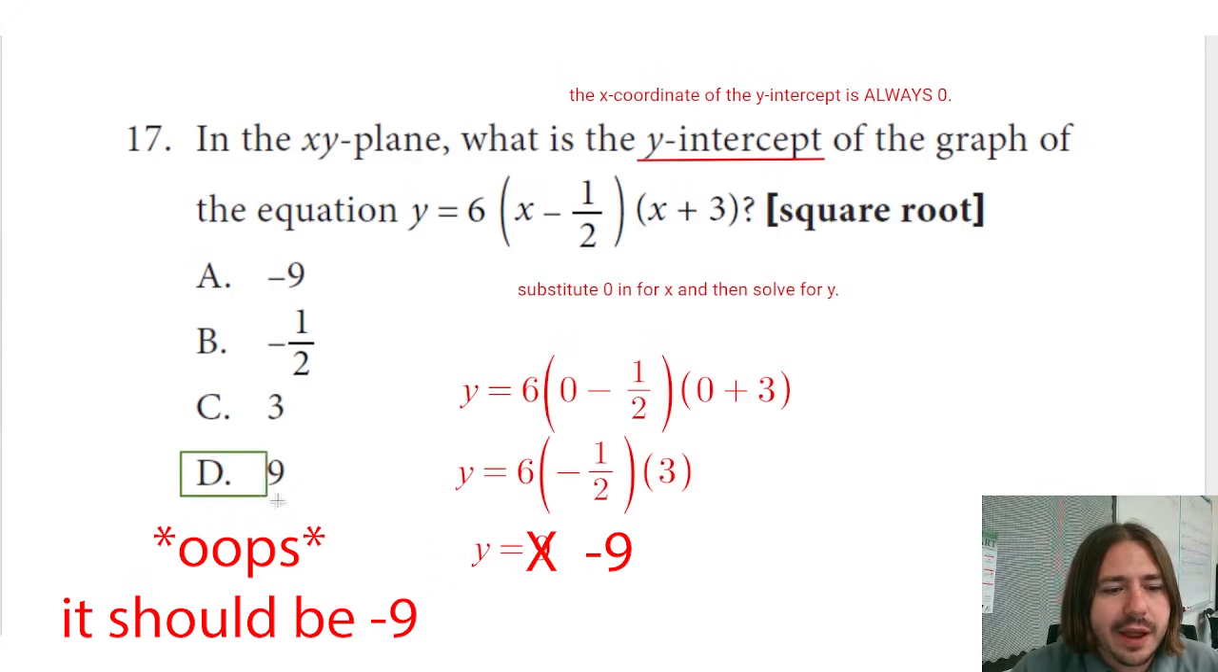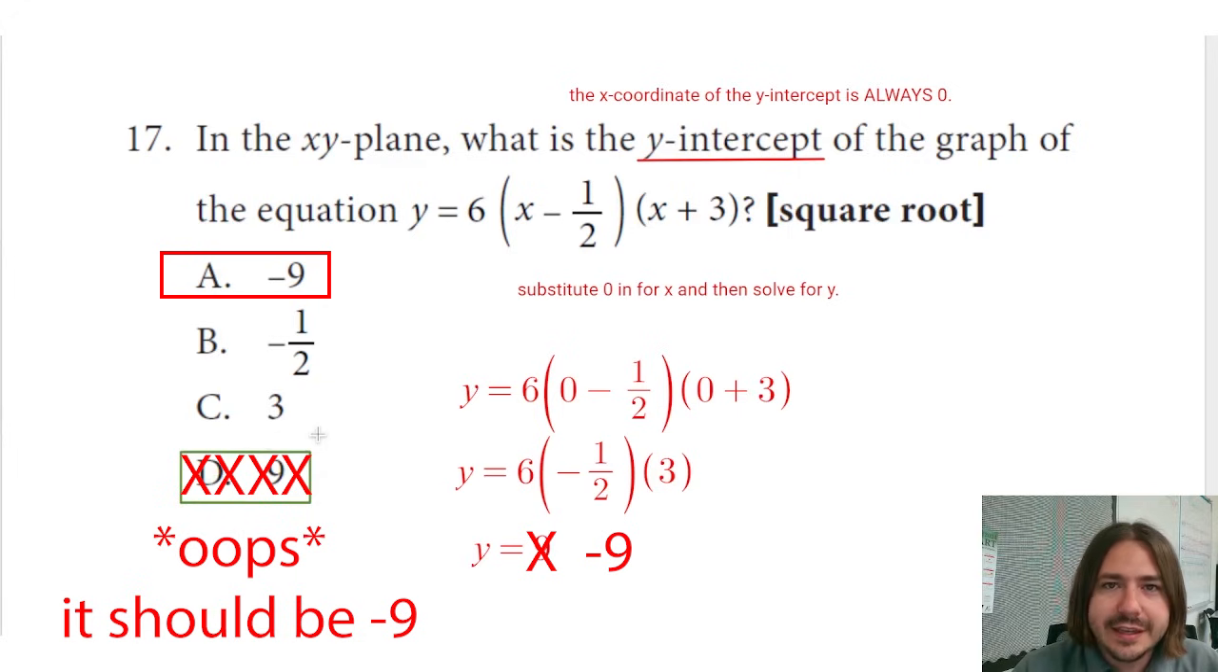So we see our answer choice. The correct one is D here. And that's about it for number 17. And actually, you can use this strategy for any question where it's asking for the y-intercept.